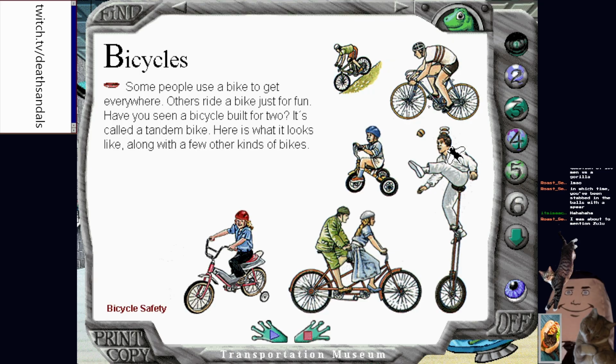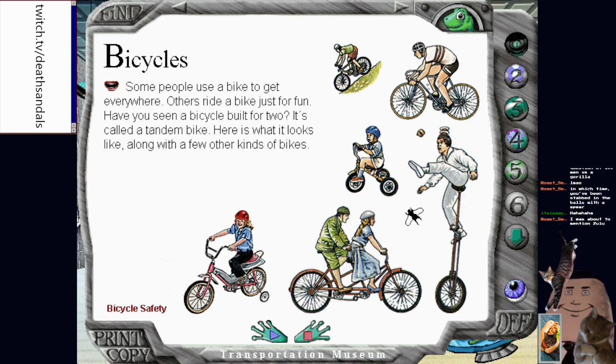Is this guy playing hacky sack whilst on a unicycle? Or is he just doing a jump? Some people use bikes to get everywhere. Others ride a bike just for fun. Have you seen a bicycle built for two? It's called a tandem bike.